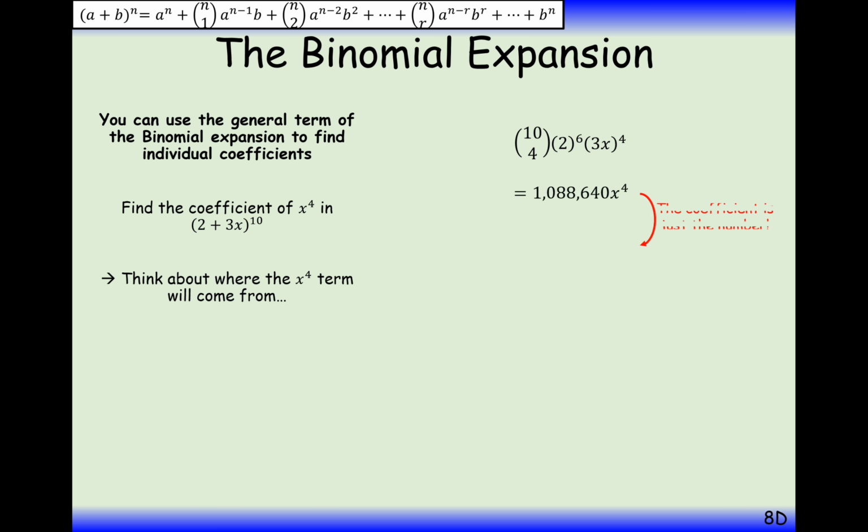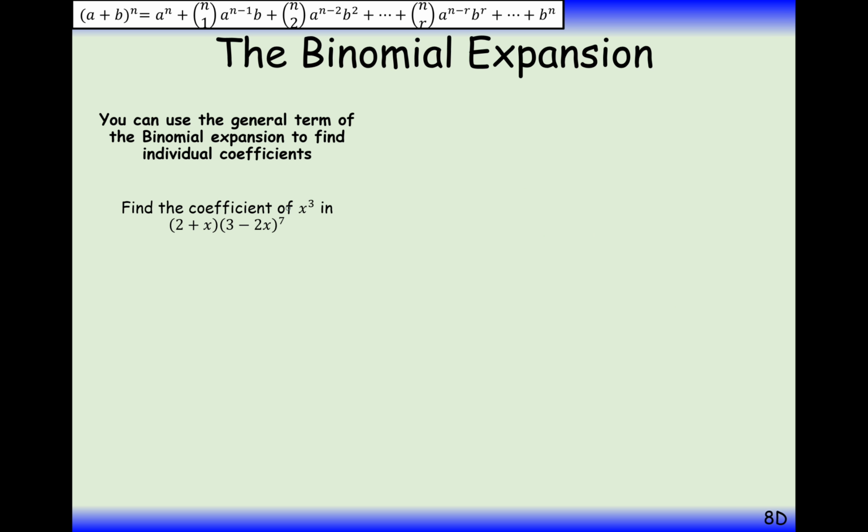Simplify all of your brackets here, and the coefficient is just going to be the number that's in front of x to the power of 4, so that's 1,088,640. Okay, so you really need to be experienced in expanding the brackets with the binomial expansion here. If you're looking for an x to the power of 4, you should immediately know that you're looking for 4 powers on this 3x term.